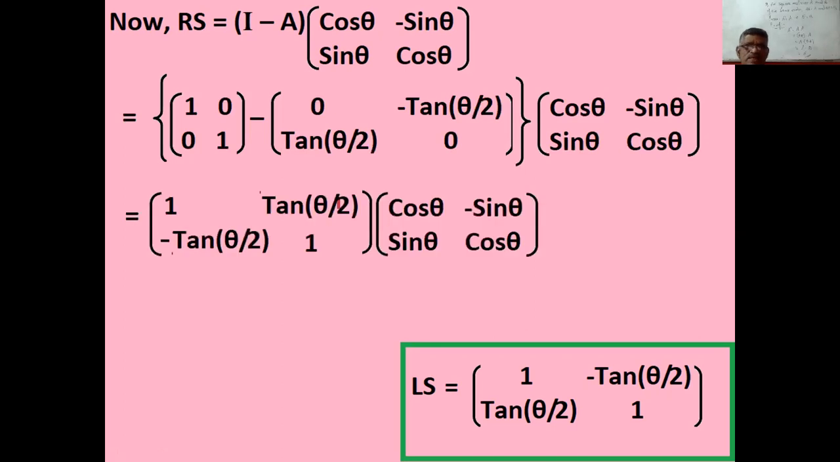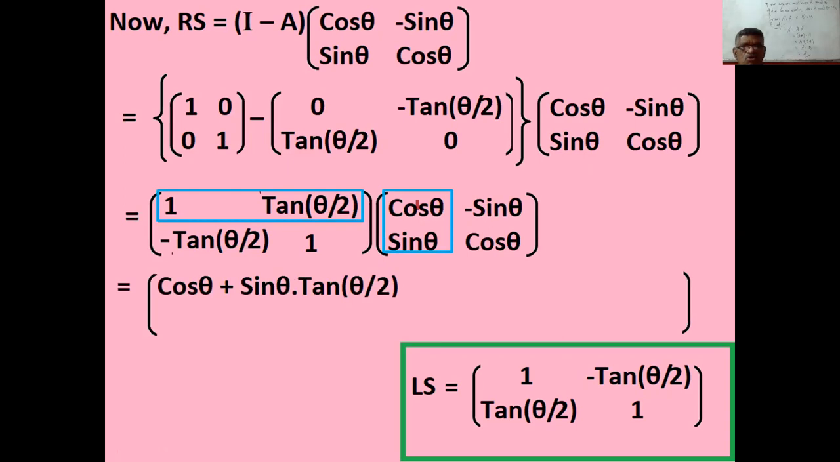I am not going for that. What I am doing is that I am directly multiplying. I minus A, when I subtract 1 minus 0, 1, 0 minus this is minus will go plus, and 0 minus this is minus, and 1 minus 0 is 1. I directly multiply row column, first row with the first column. What will be the product of first row with the first column? 1 into cos theta plus tan theta by 2 into sin theta.